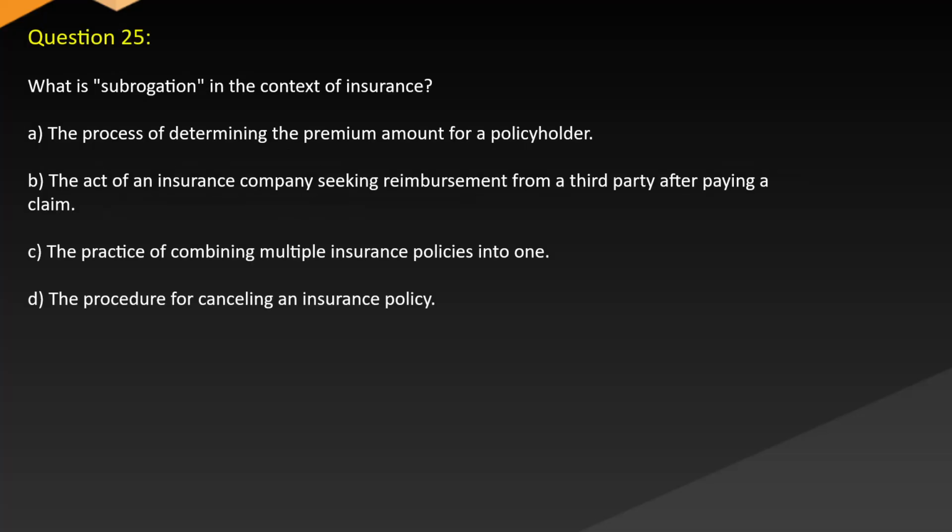Question 25. What is subrogation in the context of insurance? A. The process of determining the premium amount for a policyholder. B. The act of an insurance company seeking reimbursement from a third party after paying a claim. C. The practice of combining multiple insurance policies into one. D. The procedure for cancelling an insurance policy.